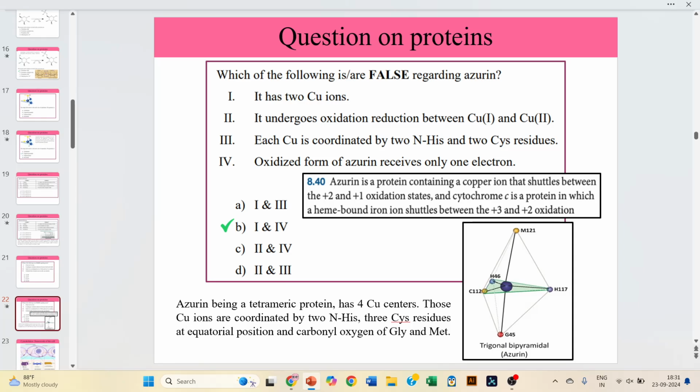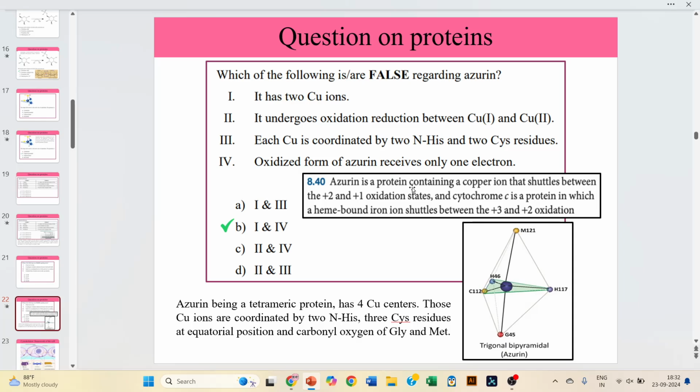Okay, so those Cu ions are coordinated by 2 histidines, these 2 histidines, and 3 cysteine residues at equatorial positions. And carbonyl oxygen of glycine and methionine. Right, sorry. So 2 histidine and the third one is a cysteine. All the 3 are in equatorial position, and then you have carbonyl and glycine and methionine over here.